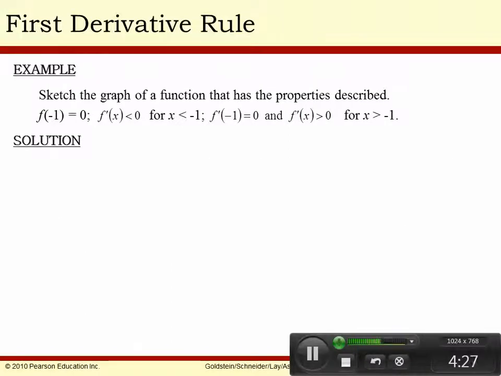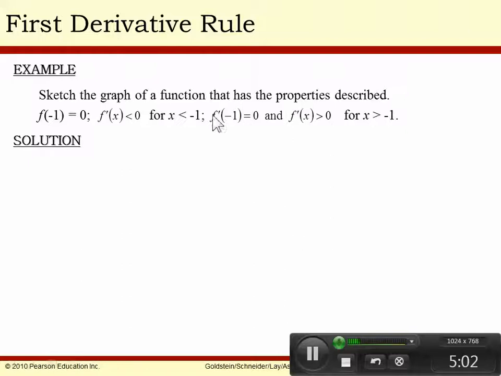Okay. So f prime of x is less than 0 means what? If the derivative is less than 0, what does that mean? Decreasing. Right. So the function is decreasing when x is less than negative 1. F prime of negative 1 equals 0. So at negative 1, is the function increasing or decreasing? Neither. Right.